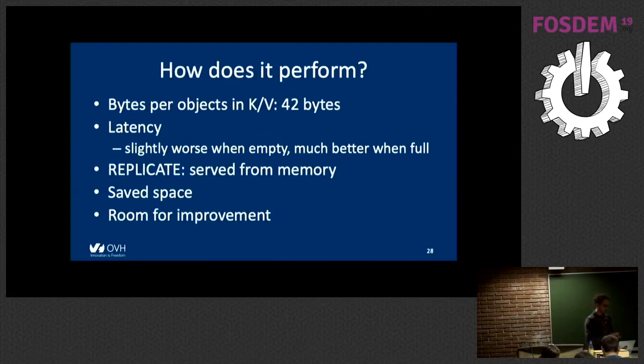Performance. So we use about 42, we didn't do it on purpose, but 42 bytes per object in the index server, which is less than 300 bytes to 1 kilobyte for an in-memory inode. So latency may be slightly worse when you first put your server in production, but pretty quickly it will get much, much better if you have small files. If you have large files, it doesn't change your performance.